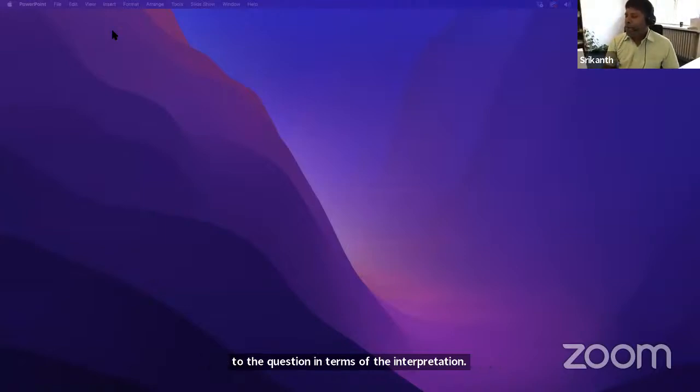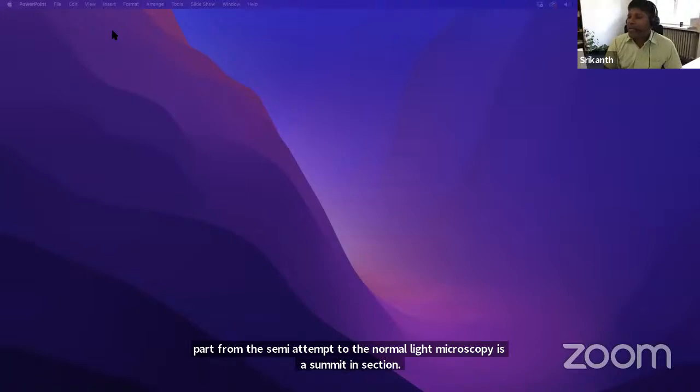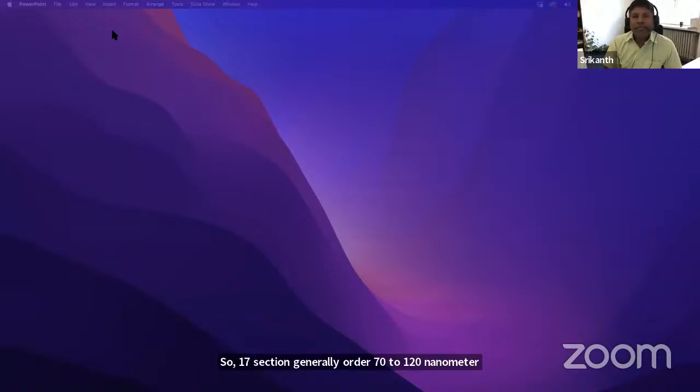So first thing is, in the SEM, you're checking only the surface, and all the time we prepare semi-thin sections, whatever we are doing for the TEM or the SEM regularly, because when you want to point out something in electron microscopy or SEM, it's quite difficult to know where we are and what we are looking at. So the middle part between the SEM or TEM and normal light microscopy is a semi-thin section. Semi-thin sections are generally 70 to 120 nanometers. In normal light microscopy, tissue is 5 micrometers; you can cut up to 3 micrometers. But in electron microscopy, you have around 70 nanometers.